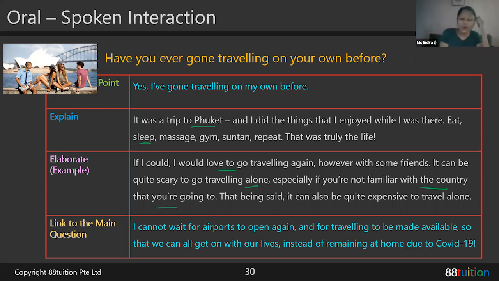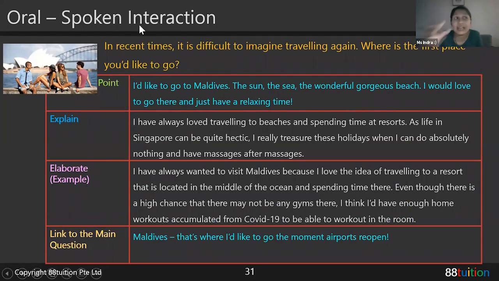Okay, I cannot wait for airports to open again, so I'm expressing my hope, and for traveling to be made available so that we can all get on with our lives instead of remaining at home due to COVID. I just think it's so funny that one virus itself can just lock all of us up like animals. It's quite funny if you think about it. It takes a virus to make all of us grow closer with our families. I just think it is so ironic, don't you think so? Ironic means it's the opposite of what it actually is for.